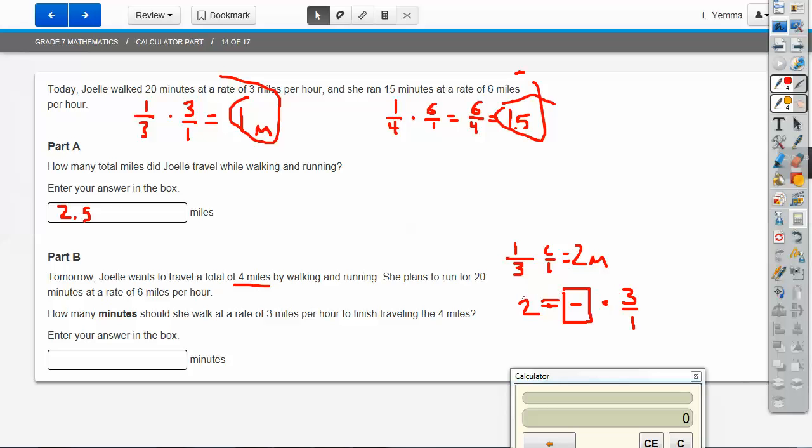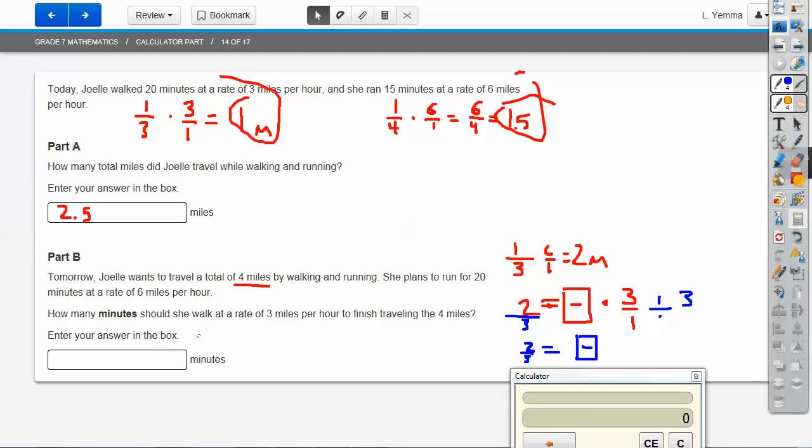3 times something is 2. Well, what is that? Well, what's the opposite of multiplying by 3? Dividing by 3. So I'm going to divide both sides by 3. I'm going to change colors here. So if I divide by 3, I'll end up with 2/3 is equal to my fraction.